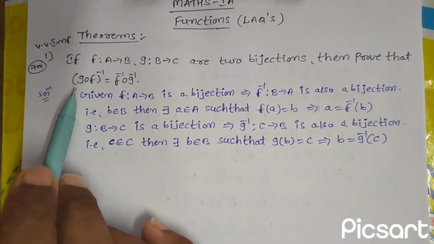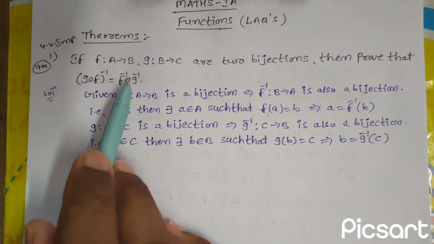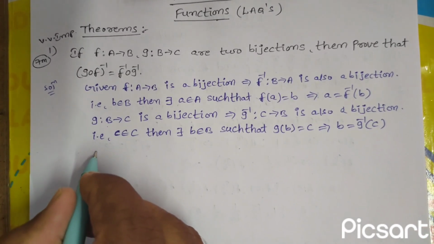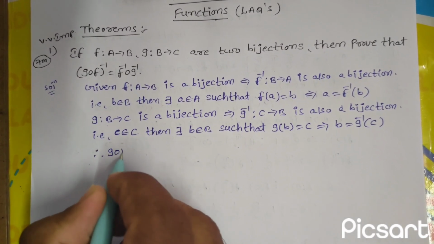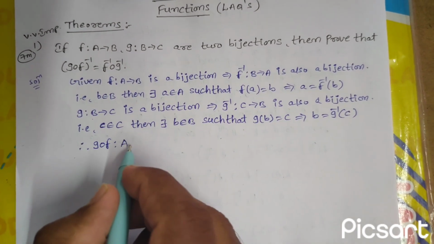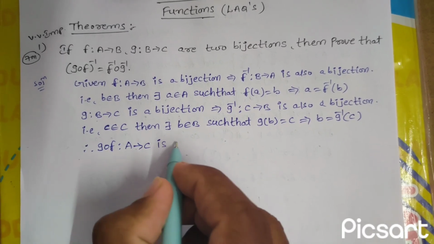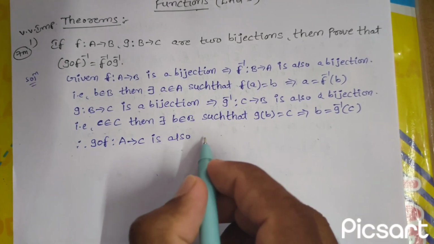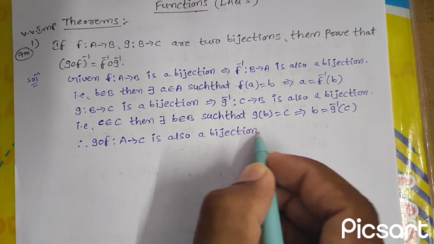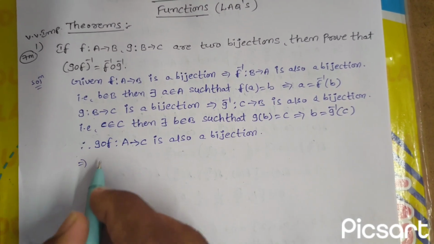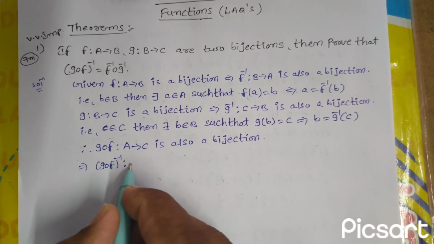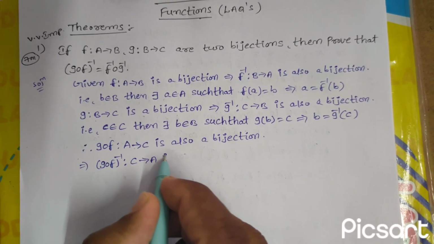Here we can prove that (g circle f) whole inverse is equal to f inverse circle g inverse. So first find the mapping of the composite function g circle f. Here g circle f composite function mapping is A to C. This is also a bijection. So here (g circle f) whole inverse composite function mapping is C to A. This is also a bijection.